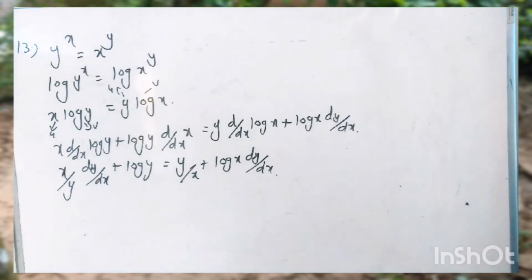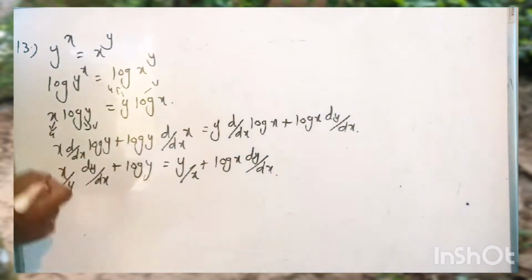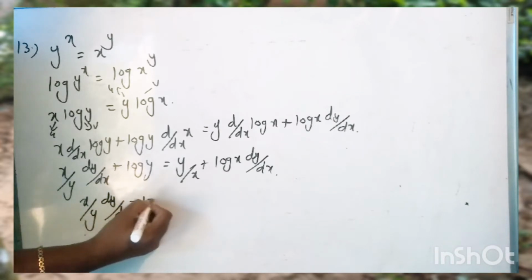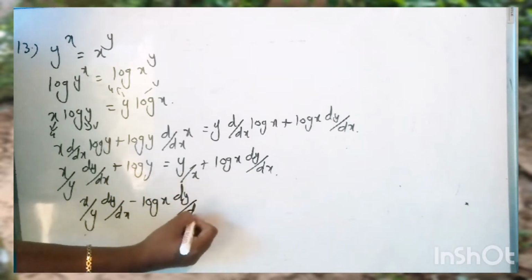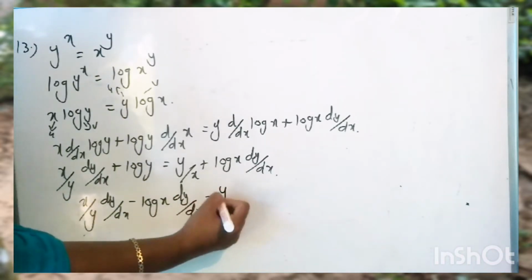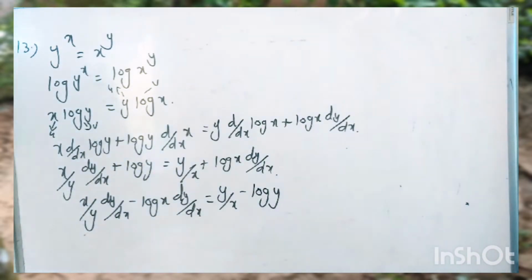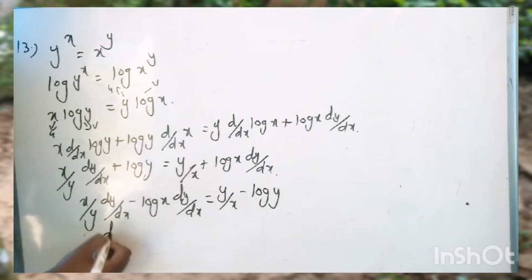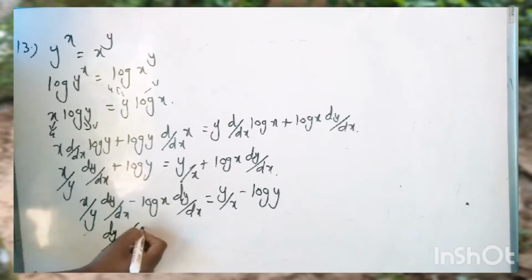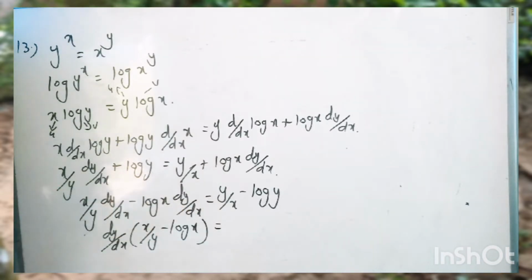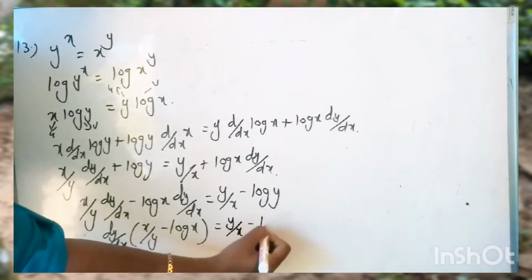Now we need to find out the value of dy by dx. So take all the terms which contain dy by dx into the LHS. So x by y into dy by dx minus log x into dy by dx is equal to y by x minus log y. And dy by dx is common, take it outside. dy by dx into x by y minus log x is equal to y by x minus log y.